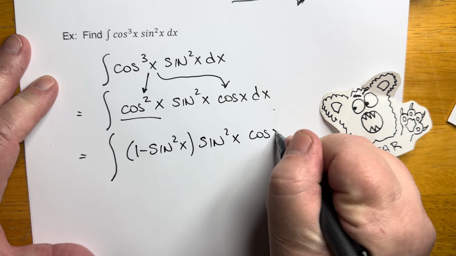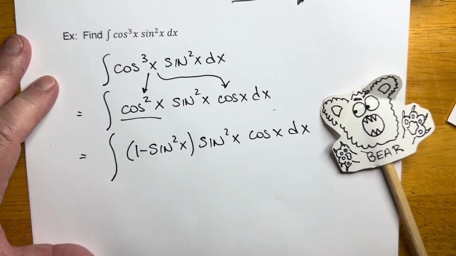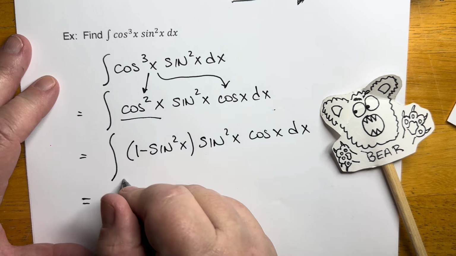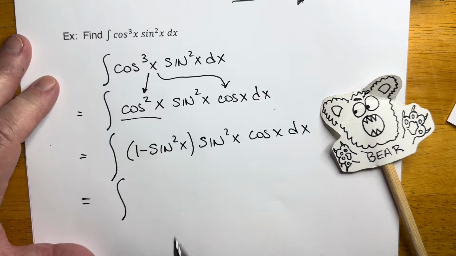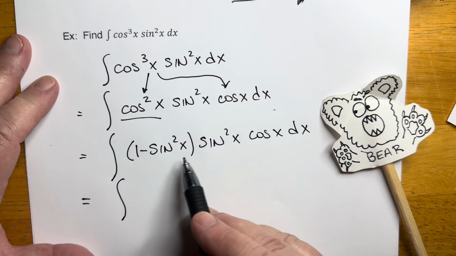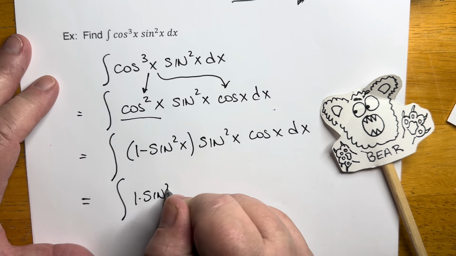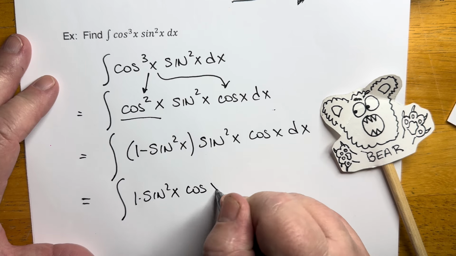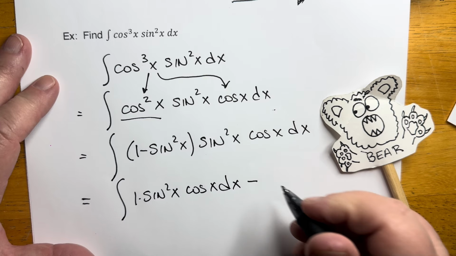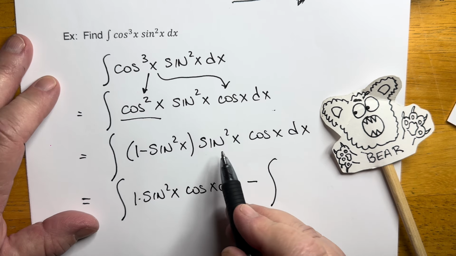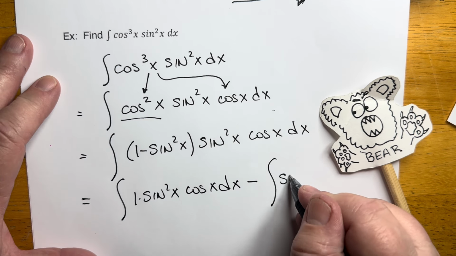And this is how we manipulate that Pythagorean theorem so that we can get all cosines or all sines, whichever we need. Okay, so this is getting messy, but basically I've got a 1 times all of these. So this will be 1 times sine squared x cosine x dx. And then I've also got sine squared, so sine to the 4th.